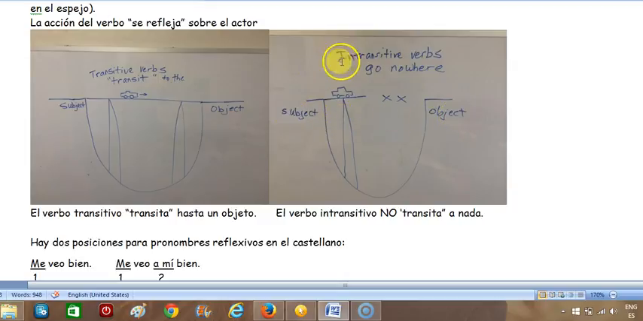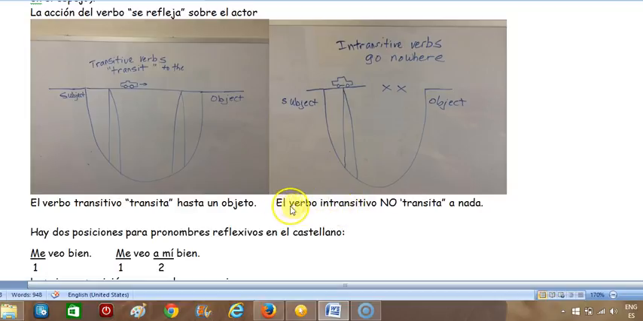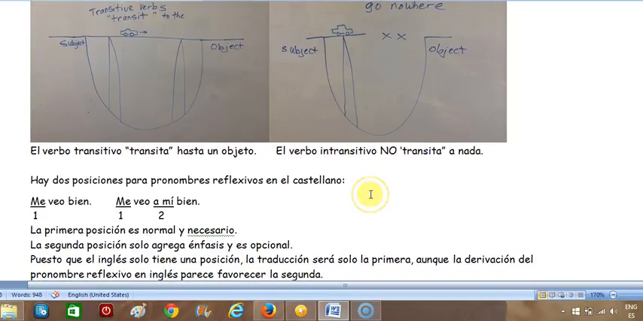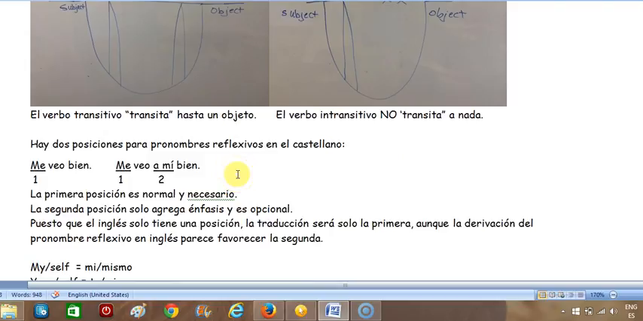So this is an intransitive verb. It shoots out from the subject, and it stops right there. Here's the verb. Doesn't get to any object at all. So that's an intransitive. So you can see the annotations here. I hope this helps you understand what a transitive verb is.